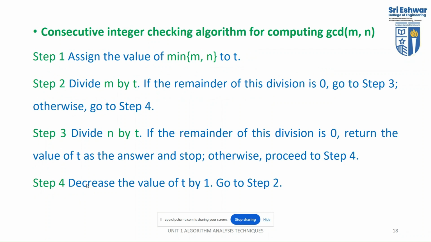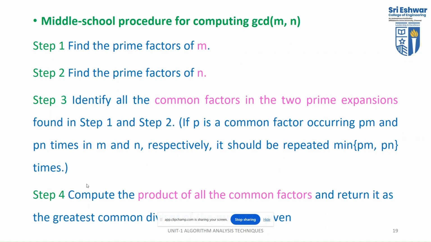Here we have four steps. First step is that we assign the value of min of m comma n to t. Second step, divide m by t. If the remainder of this division is 0, go to step 3. Otherwise go to step 4. Step 3 is divide n by t. If the remainder of this division is 0, return the value of t as the answer and stop. Otherwise proceed to step 4. Step 4 is decrease the value of t by 1. Go to step 2.